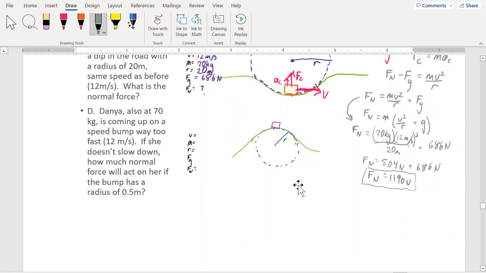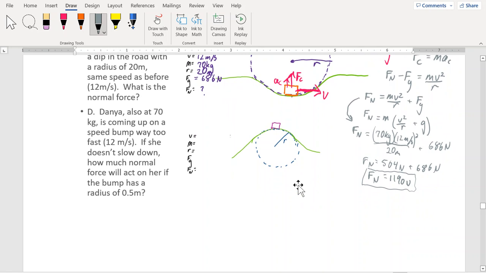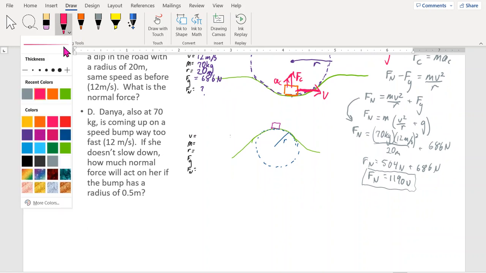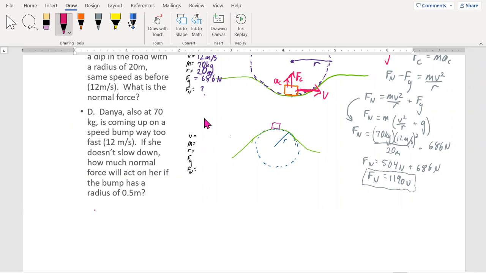Okay, that was Consuela, and now we have Danya, and guess what? 70 kilograms. What a weird coincidence. This just keeps on happening, right? Well, the point is to make a nice little comparison. But this time around, we're going to change up, not the velocity. That'll still be 12 meters per second, 70 kilograms. But we're going to change up the radius. The radius is only going to be 0.5 meters.